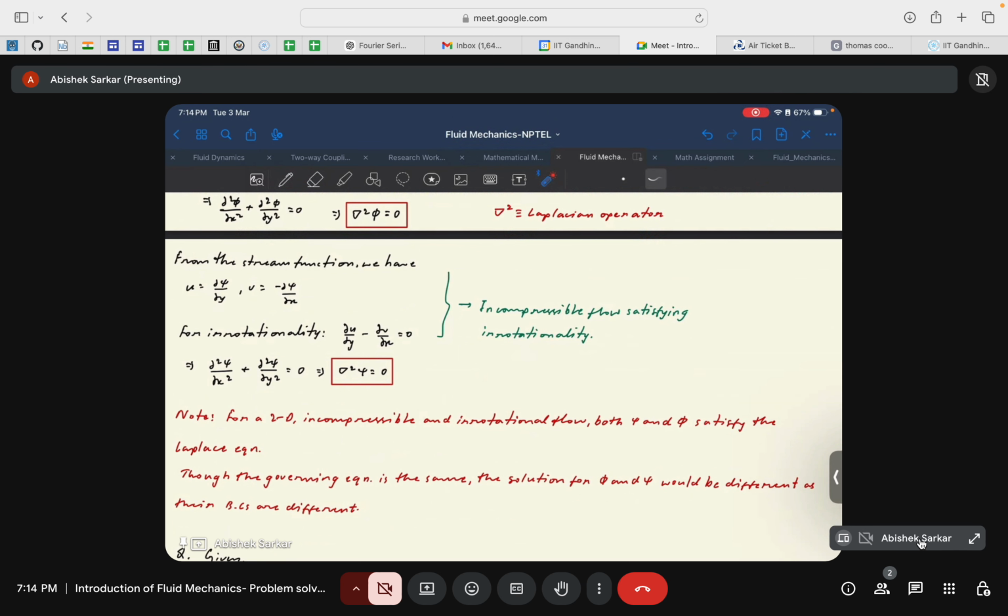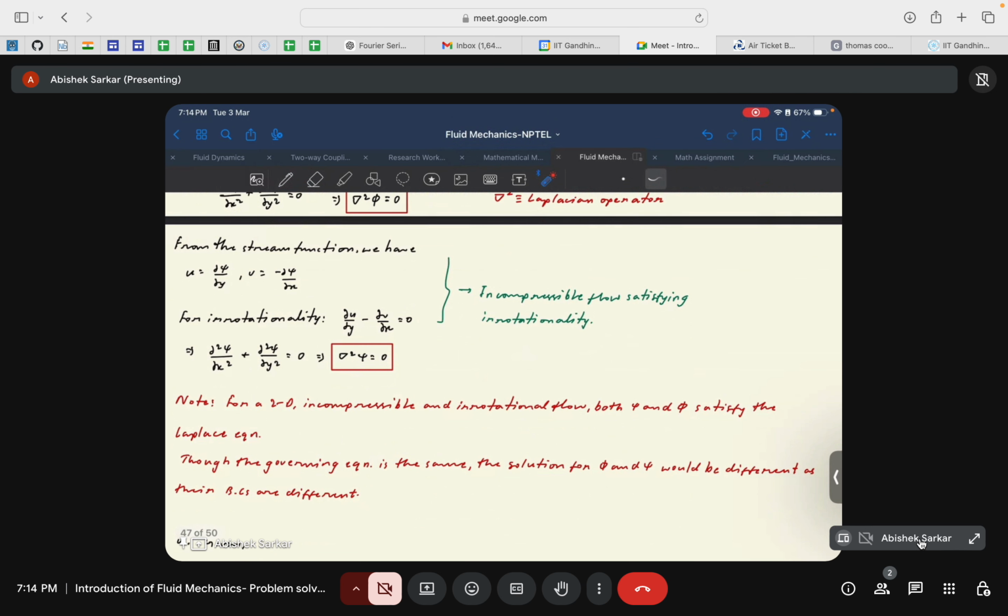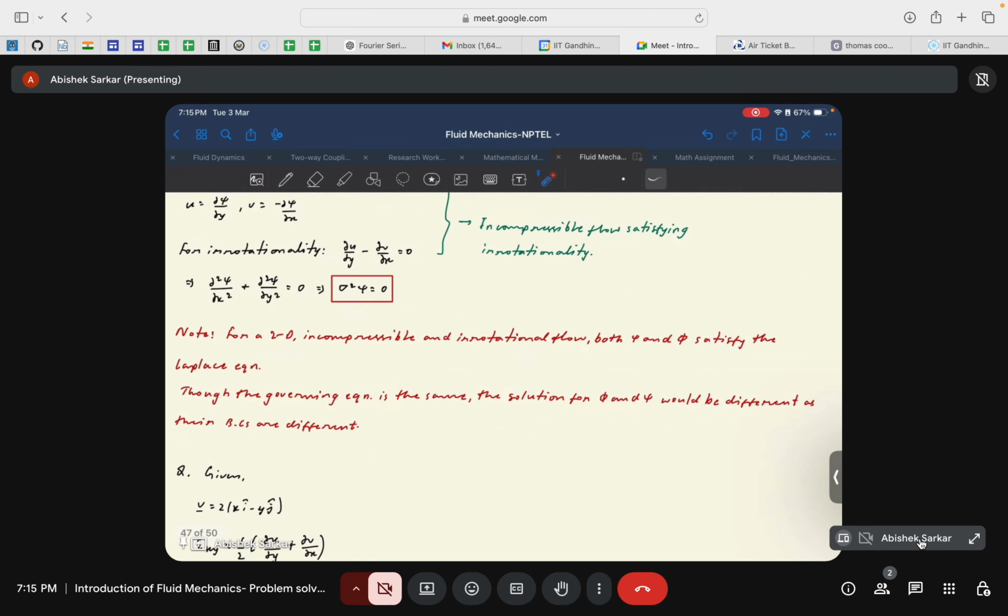Okay, so what it means is that for a 2D incompressible and irrotational flow, both psi and phi satisfy the Laplace equation. Though the governing equations are the same, the solutions of phi and psi would be different because the boundary conditions for these two functions will also be different. They are defined in different ways, so the boundary conditions will also be different.